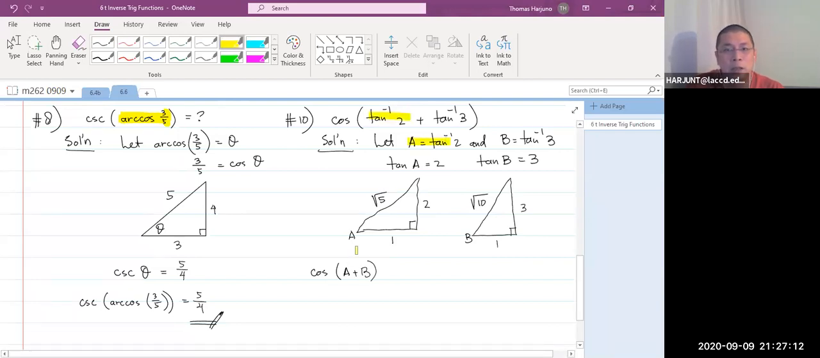This is my A. This is my B. Then, do you remember what is cosine of a sum? Long time no see. Cosine A, cosine B, minus sine A, sine B.